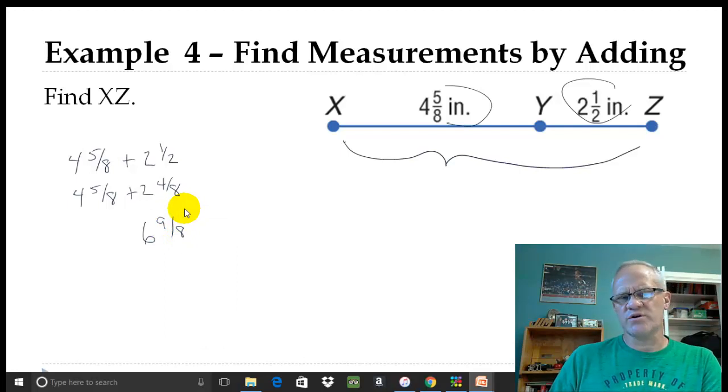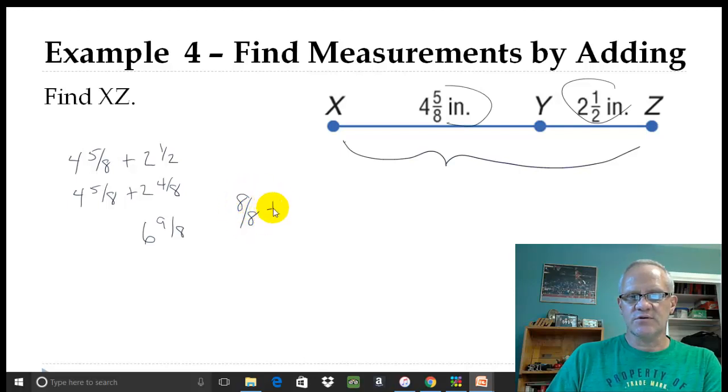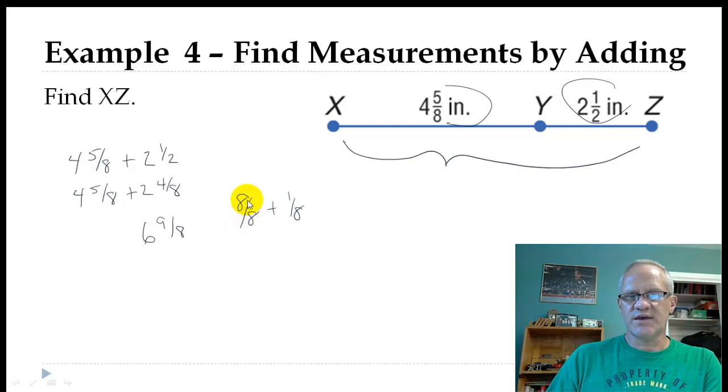Ooh, that's a little weird. Okay, well, just remember, we're just going to adjust this a little bit. If there's 9 out of 8, what would be one whole number? 8/8, right? So we just break up 9/8 into 8/8 plus what? 1/8. Together that would be 9, right? So what's 8/8? That's just 1, and we can add it to that, so this would be 7 1/8. That's one way to do it.